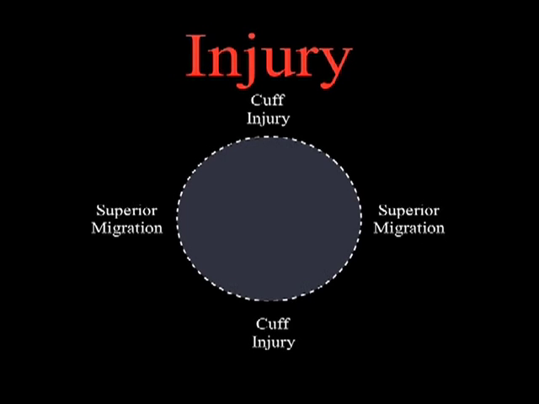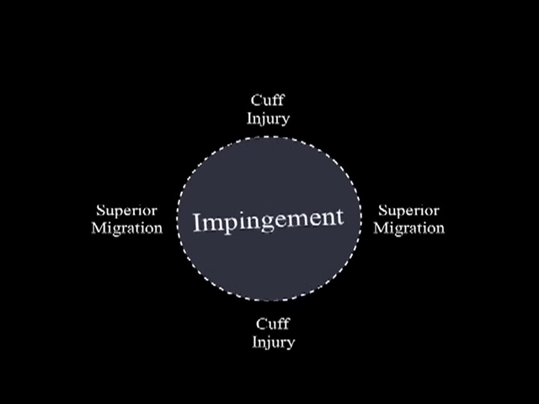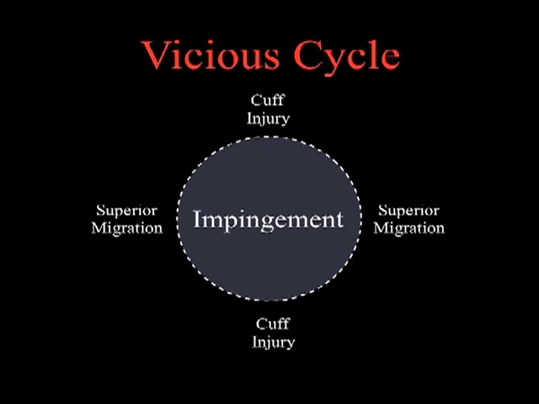Acute or repetitive injury can further impede rotator cuff function. In turn, this allows the shoulder to migrate superiorly and abrade against the acromial spur. In this case, a vicious cycle ensues: injury leading to superior migration, leading to cuff injury, which in turn leads to increased migration, and then further injury.